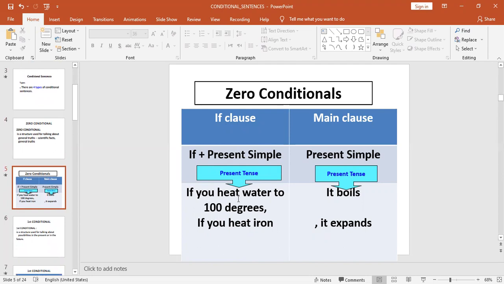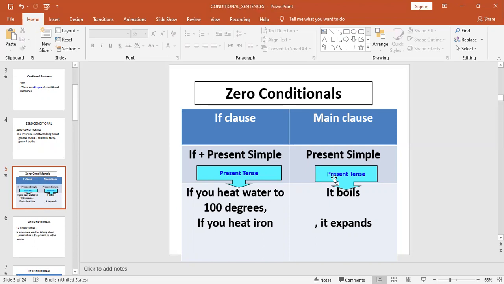Example: if you heat water to 100 degrees, it boils. Here I have you, a subject pronoun in the plural form, so it's heat. I don't add s. Why? Because you is plural. But here I add s, because the subject pronoun is it. So the first part is present simple, and the second part is present simple.